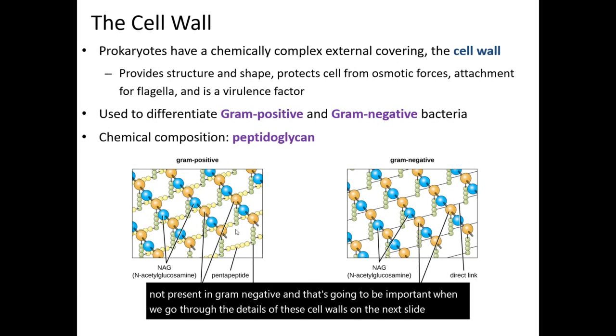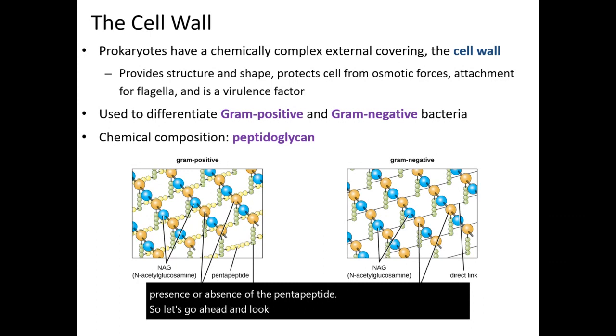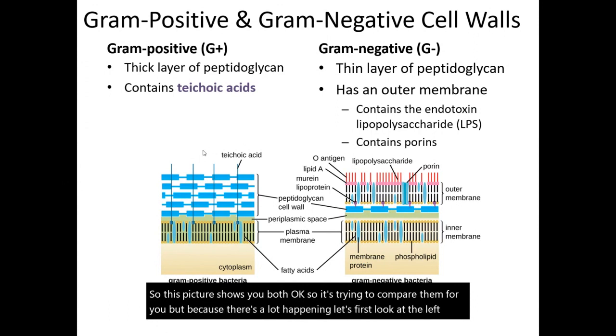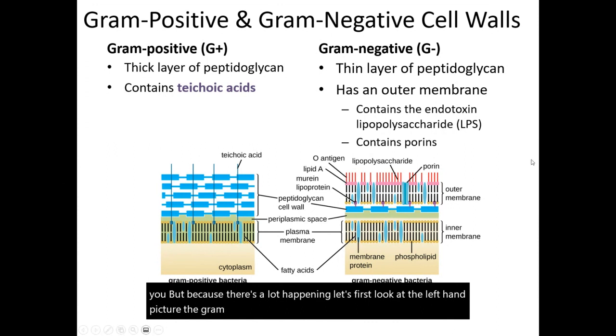Okay, so notice they both have NAG and NAM. They both have those little green circles, some of the amino acids, but what's different is the presence or absence of the pentapeptide. So let's go ahead and look at the gram-positive cell wall. This picture shows you both, so it's trying to compare them for you, but because there's a lot happening, let's first look at the left-hand picture, the gram-positive cell wall.